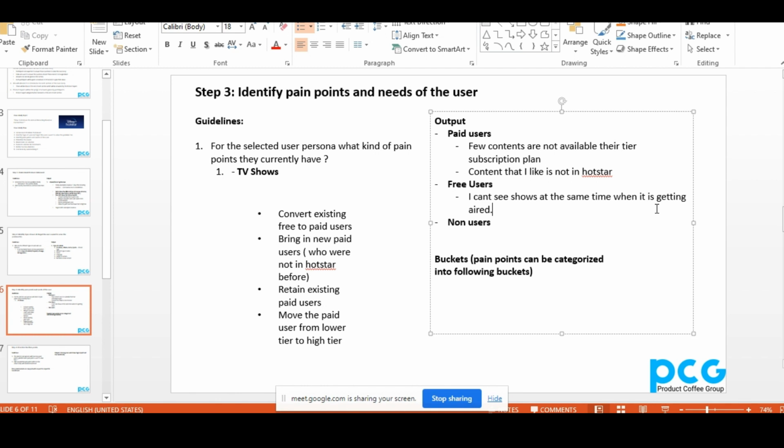See, there are two different problems, right? One is I want to become a paid user, because of which I'll have some pain points. But the one that you're mentioning is choosing the content, even before becoming a Hotstar user, or any OTT user. I don't know what type of content that is, because of which I don't want to select content in an OTT. Correct? That is what you're telling.